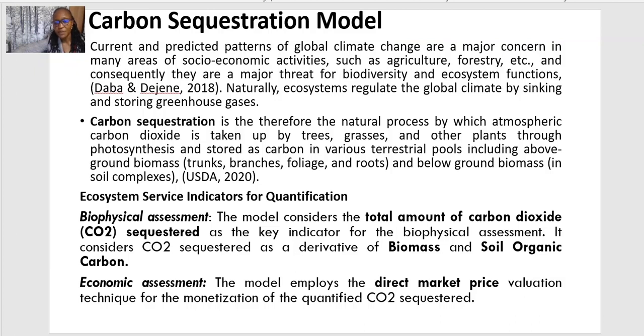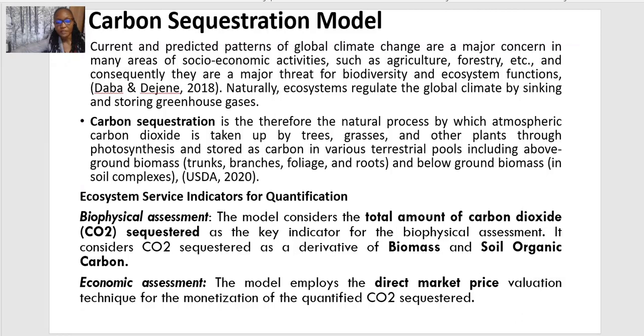Then we also have the below-ground biomass, which is the soil complexes. And these are some of the carbon pools, or terrestrial pools, that we'll be using to calculate the carbon sequestered and the value that comes as a result of this sequestration. So what are the ecosystem service indicators for quantification?